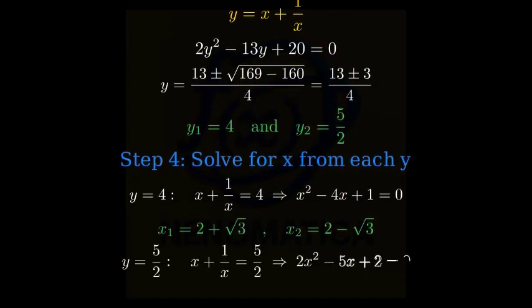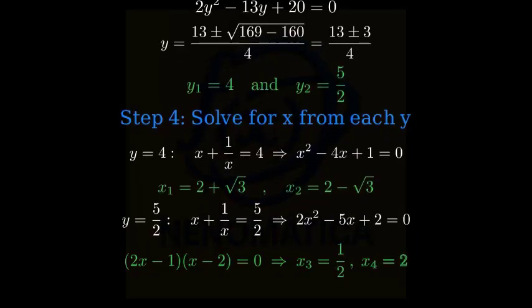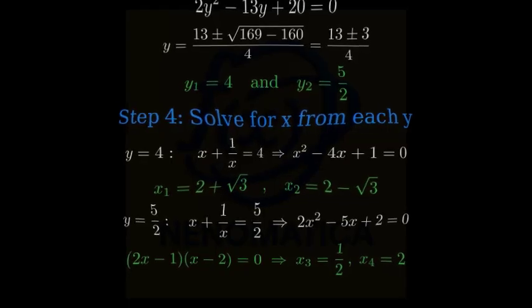For y equals 5 halves, we get x plus 1 over x equals 5 halves, which is equivalent to 2x squared minus 5x plus 2 equals 0, factoring as 2x minus 1 times x minus 2 equals 0, giving x equals 1 half and x equals 2.